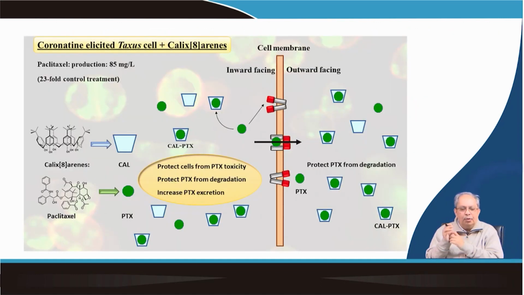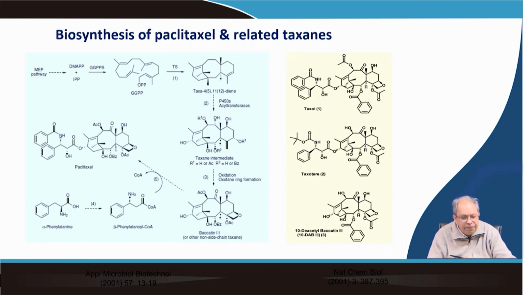And as harvesting trees is not very feasible, the scientists look for alternative sources for taxol and taxotere production. So, one is the cell cultures, and cell cultures particularly using coronatine as elicitor showed a promising effect in producing paclitaxel. So, I will not go into details of it, and a little bit of biosynthesis.